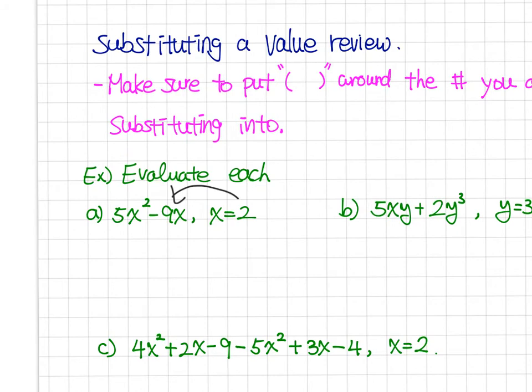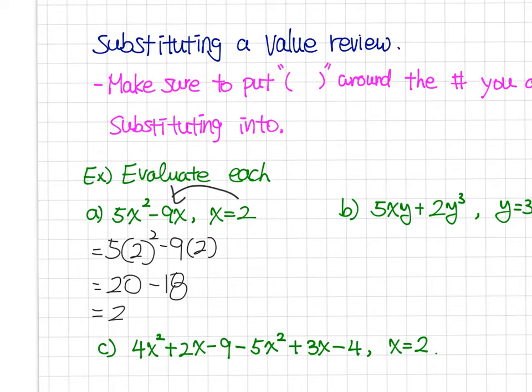So you're plugging the 2 into the x's. So this becomes 5 times 2 squared minus 9 times 2. Now this becomes, obviously using your calculator, 20, since 2 squared is 4, times 5, and then minus 18, and that becomes 2. Okay, now let's do a bit more examples.